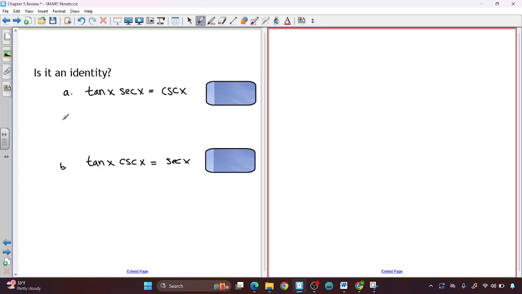Is it an identity? Now remember, you can always go back and pause this and do this at your own pace. Let's see what we got for this one. So is it an identity, it says. So sine.